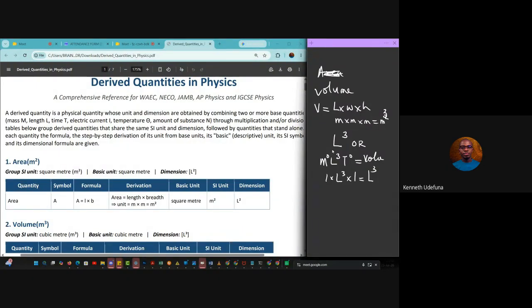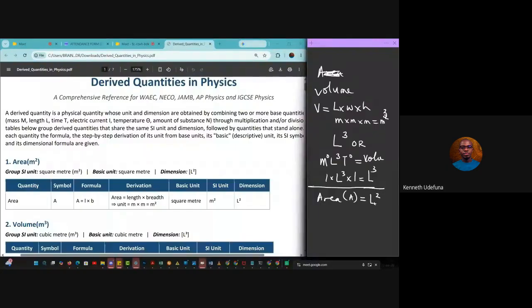So let me explain again. Sometimes, let's take an example. Let me do that with an example like area. We know that area is represented as A, and the dimension of area is L squared. We have done that before. The dimension of area is L squared.